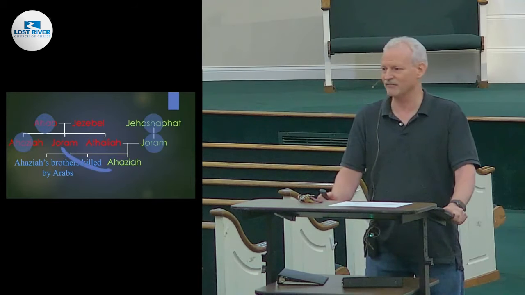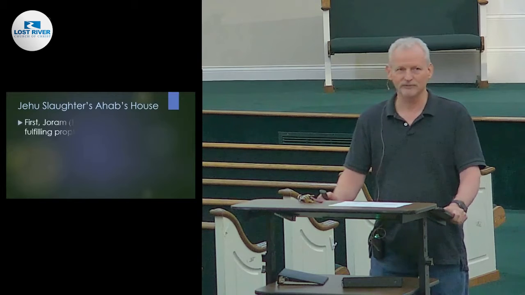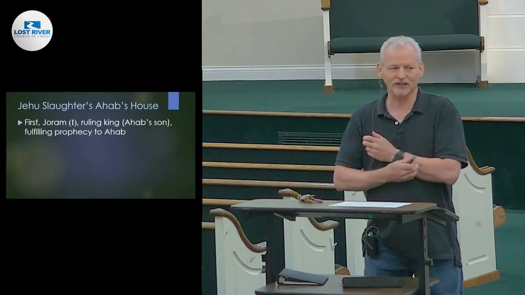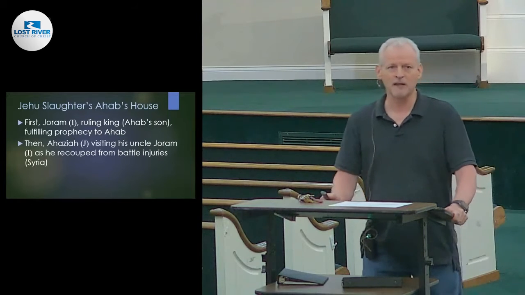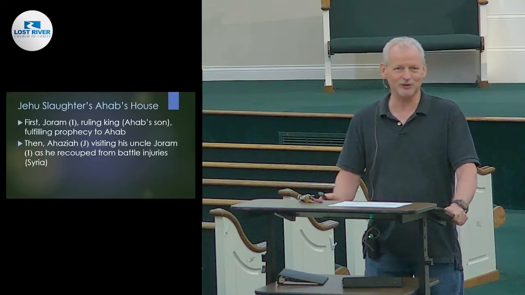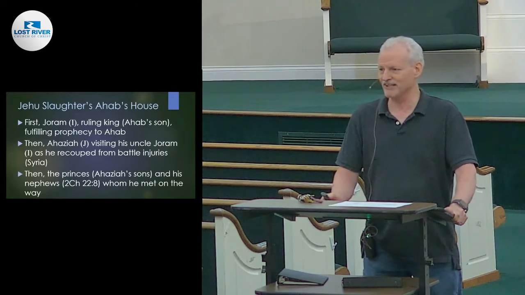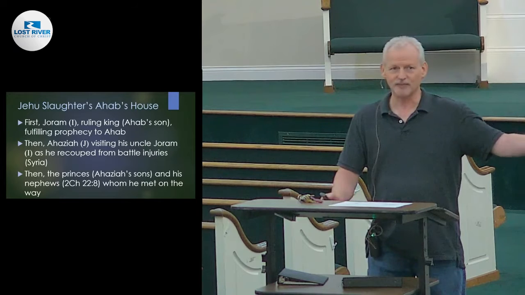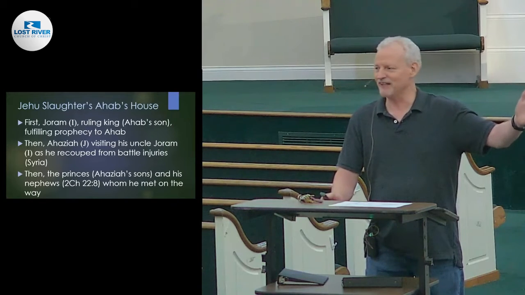So Joram and Ahaziah form this alliance, thinking that that's going to save them from Syria. So Jehu begins to slaughter Ahab's household. And it begins with Joram of Israel, the ruling king, Ahab's son, fulfilling the prophecy to Ahab. Then Ahaziah of Judah, visiting his uncle Joram at the time as he recouped from his battle injuries in Syria, is killed by Jehu. Then the princes, Ahaziah's sons, whom Jehu meets along the way, and his nephews, whom he met along the way. Now who's not among the princes of Ahaziah? Who's not there?